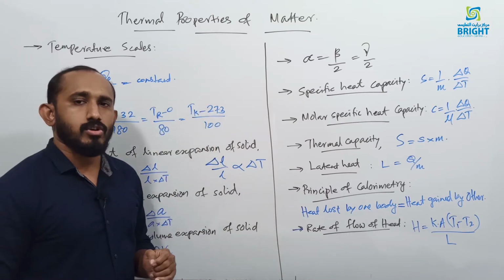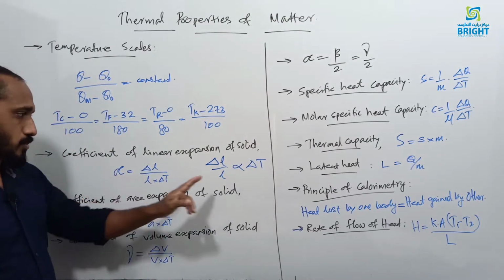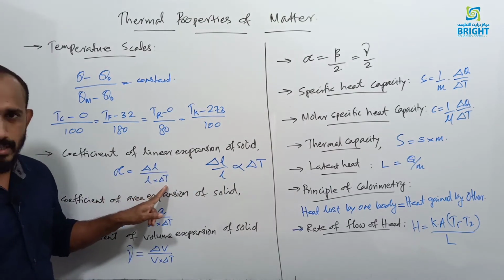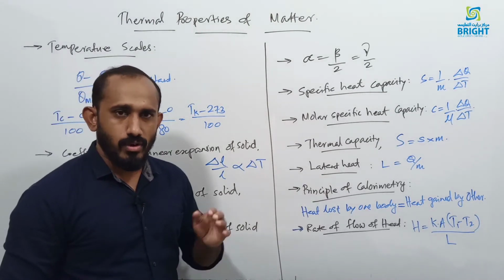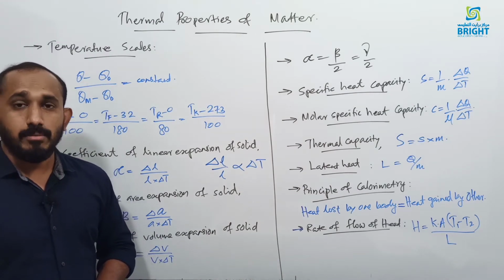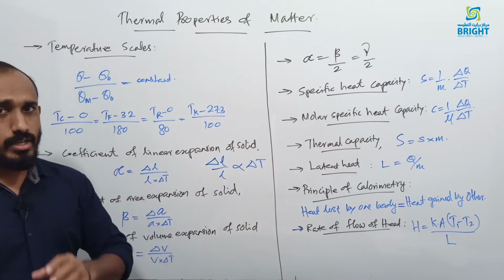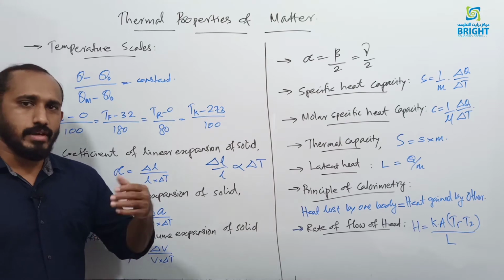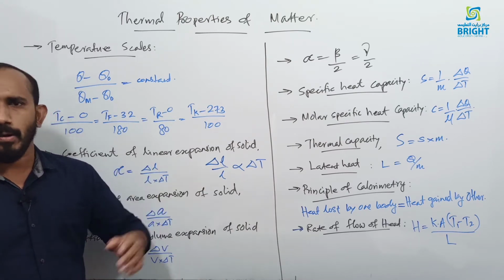There you get a constant called the coefficient of linear expansion, which we represent as alpha. If you convert to an equation, alpha is delta L by L into delta T. This will be constant for a particular solid. Different metals have different values of alpha. Some have a higher value, some have a lower value. That means some are resistant to heat, while some expand easily with heat. Different materials have different properties.